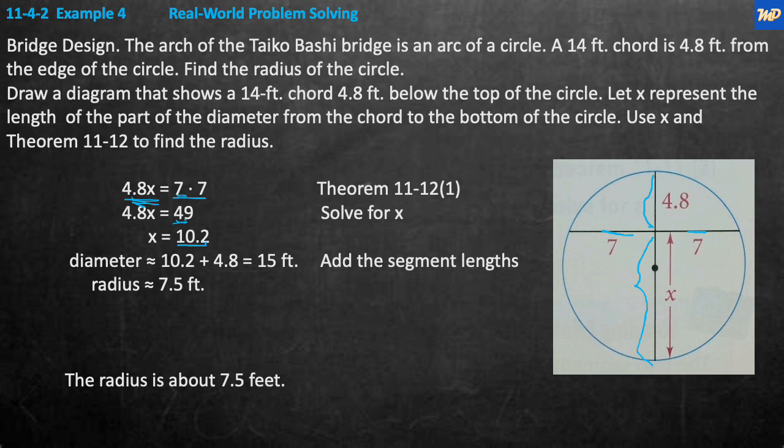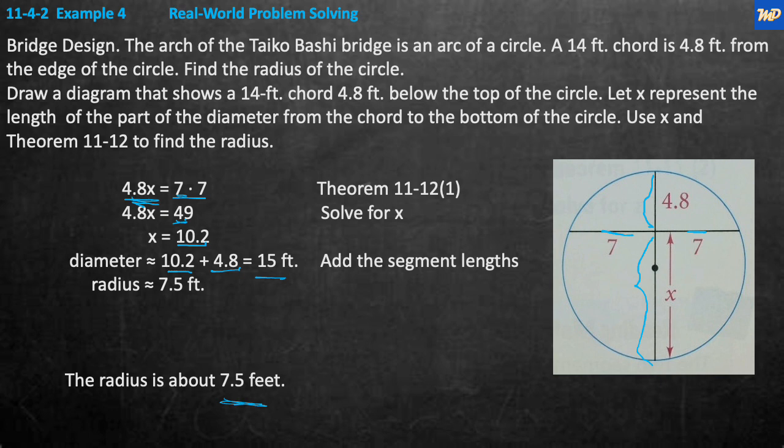The diameter is equal to 10.2 plus 4.8. It's 15 feet. We just added the segments together. And now the radius is half the diameter. So it's about 7.5 feet. Is that clear to everyone? I think it should be.